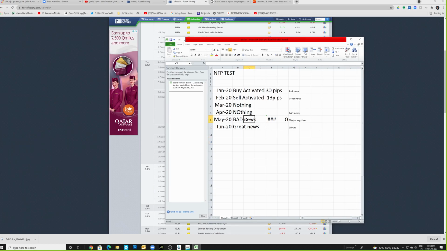Nothing. Bad news. 20 pips negative. What was this one here? Bad news. This was sell activated. Okay. This was great news. Sell activated. This is a very garbage Excel file over here, to be honest. But we're doing the best we can.